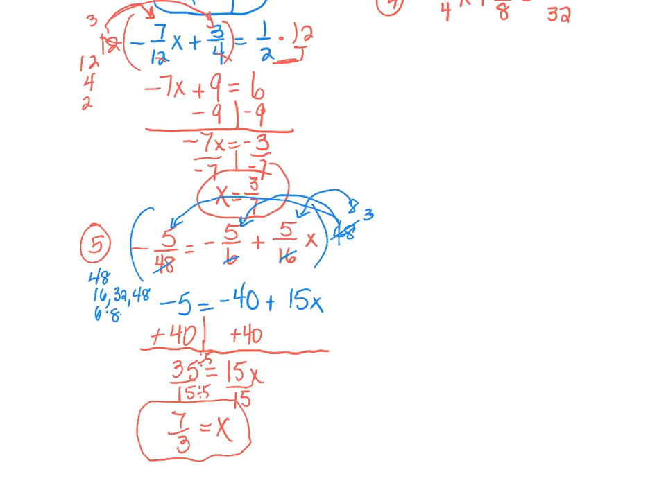Okay? And you can plug it in to check it. But you got to go back up into the original problem. Okay, that's the only way you're going to know if it's right or not. So negative 5/48, is that really equal to negative 5/6 plus 5/16 times 7/3?